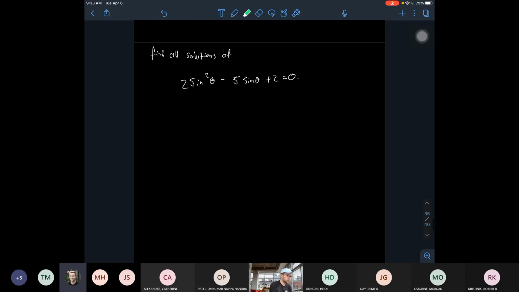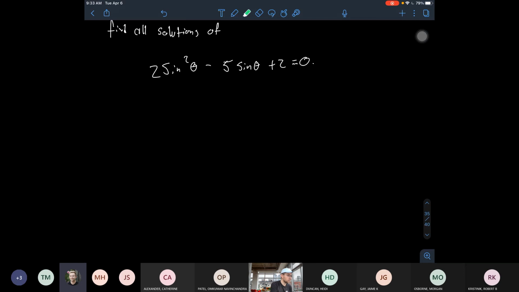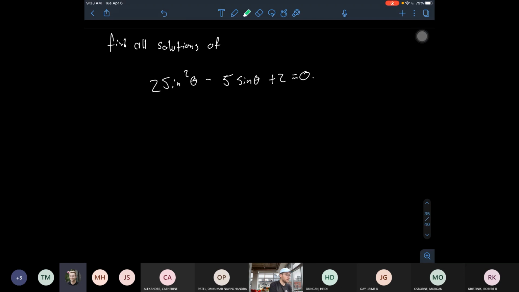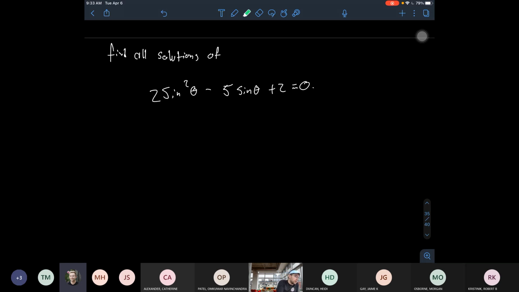Oh, this is a great problem. Okay, so let's entertain the idea of another problem. The problem says we're supposed to find all solutions of this trigonometric equation, which looks kind of crazy at the start. We have 2 times sine squared of theta minus 5 times sine of theta plus 2 is equal to 0.